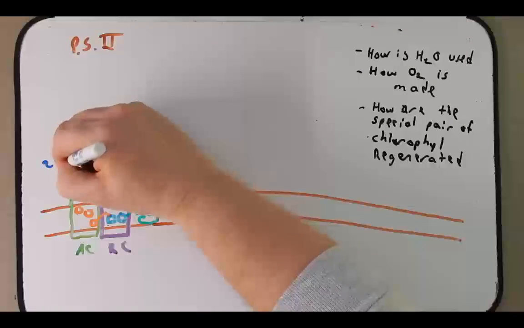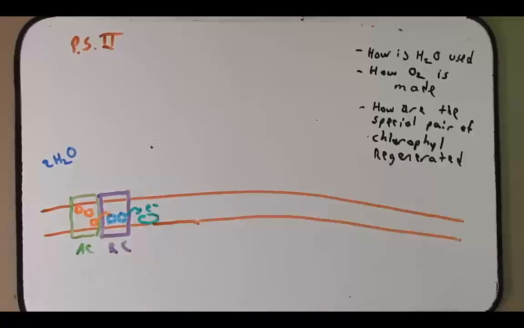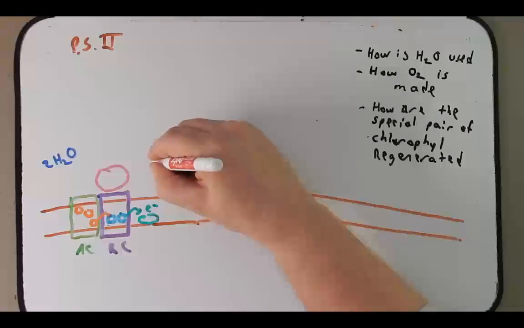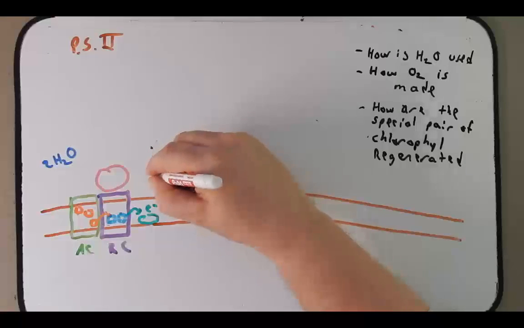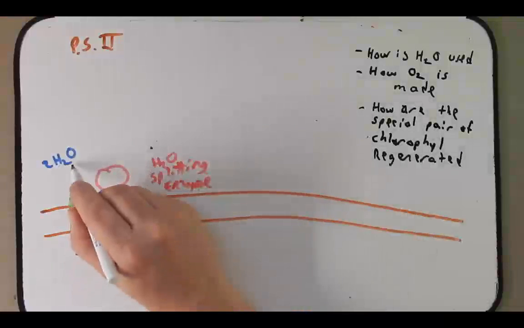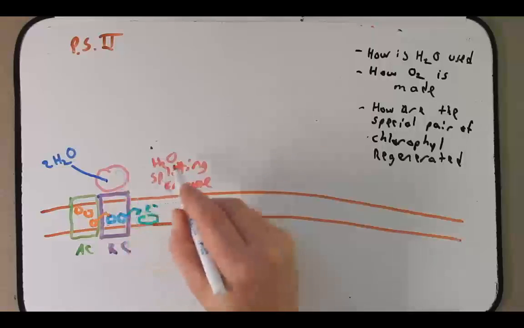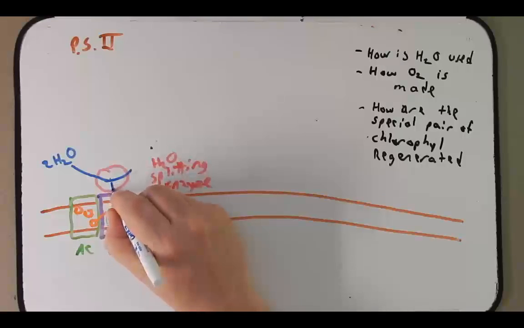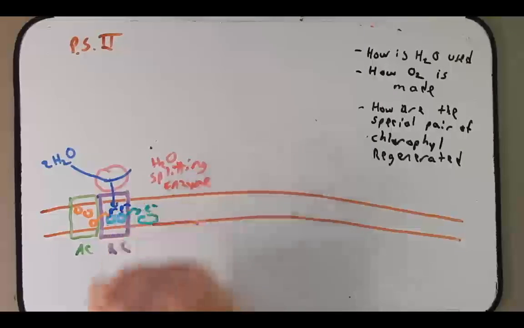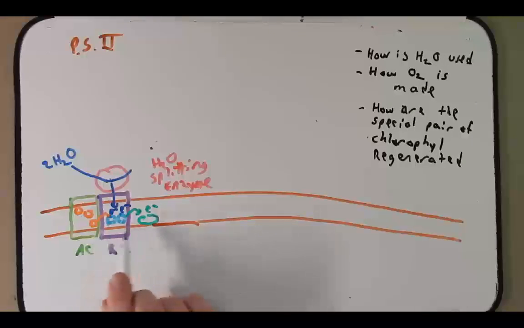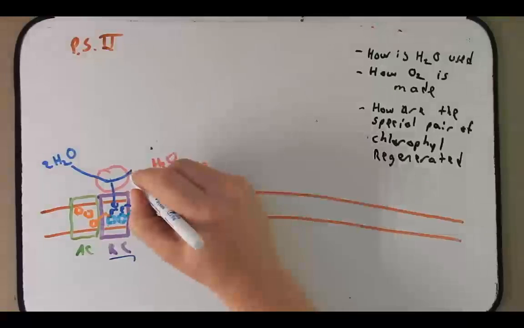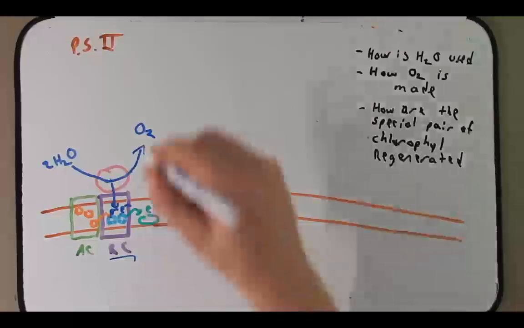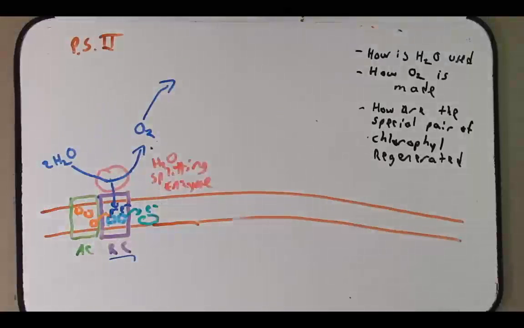So 2 water molecules are involved, as well as an enzyme that has a very convenient name, or at least the name I'm going to use. It's called a water splitting enzyme. So water will come along here, and using this water splitting enzyme, it will donate an electron from the water to each of these chlorophyll molecules, this special pair of chlorophyll molecules in the reaction center. As a result of donating those electrons, oxygen is produced and then taken out of the chloroplast.